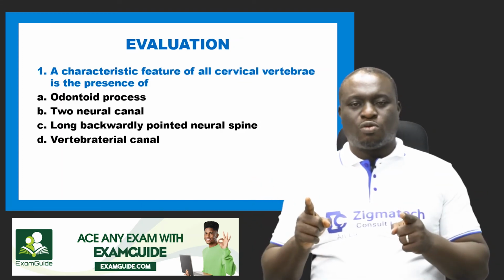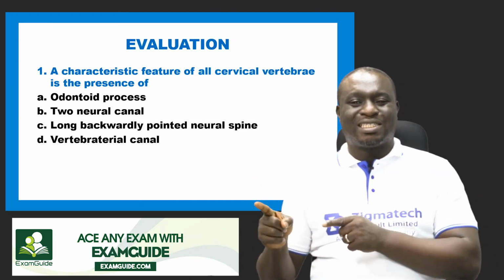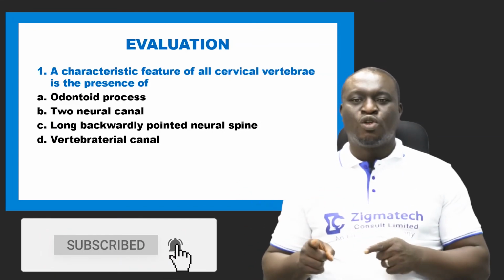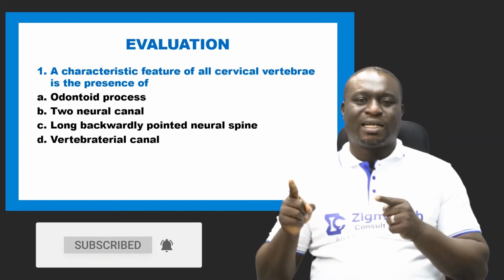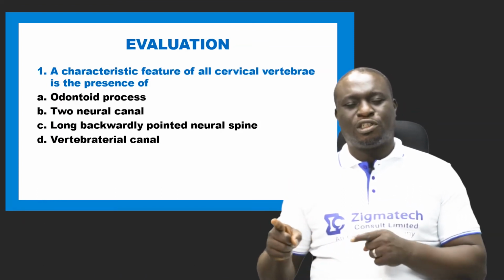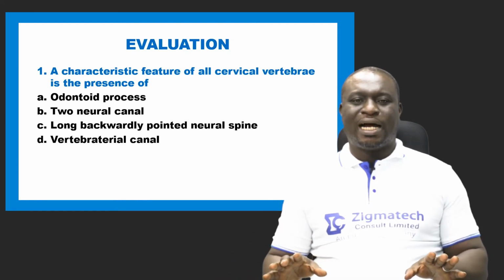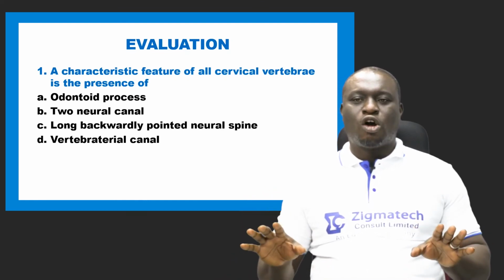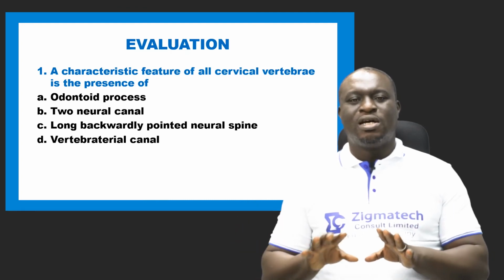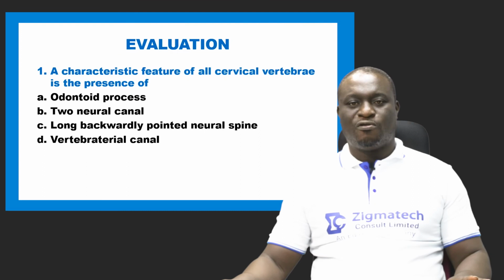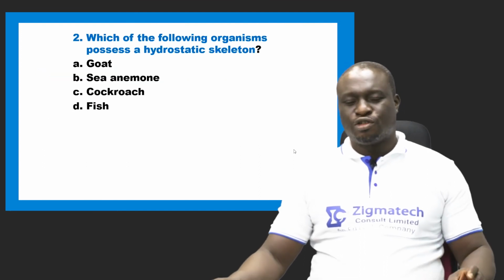That was what we talked about in thoracic vertebrae. But the correct answer is option D, which is the vertebral canal. Another name for vertebral canal is the neural canal. So the neural canal is one of the characteristic features that is found in all cervical vertebrae. So let's look at question 2.